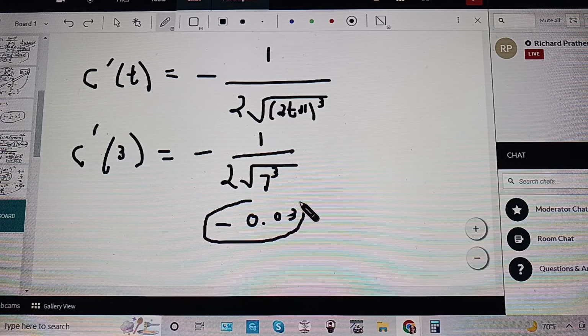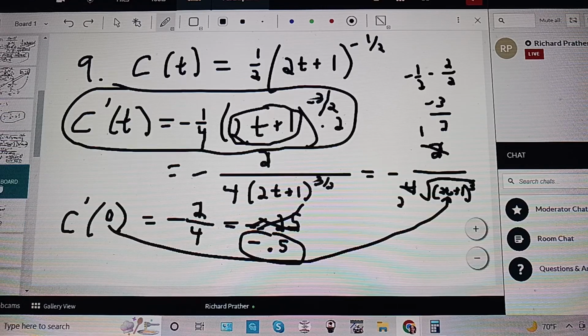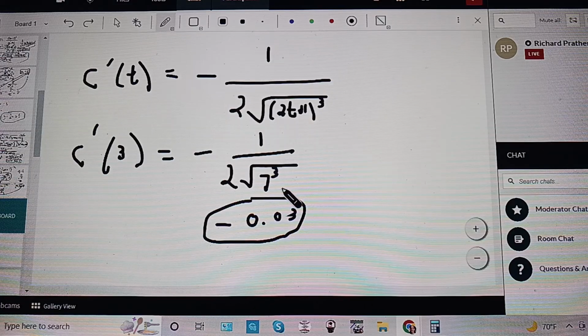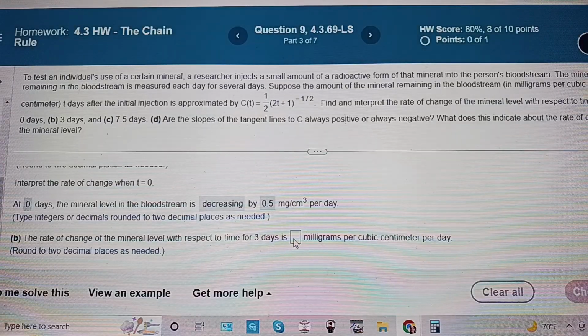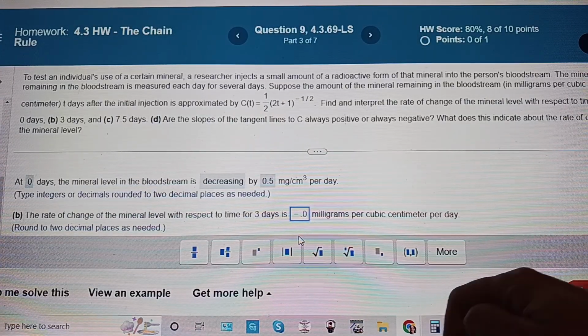Negative 0.3. This was definitely calculator because it didn't come out nicely. This one came out nicely because I got the square root of 1 right here. But now I'm getting the square root of 343, which doesn't come out exactly. Negative 0.03. That's the derivative.